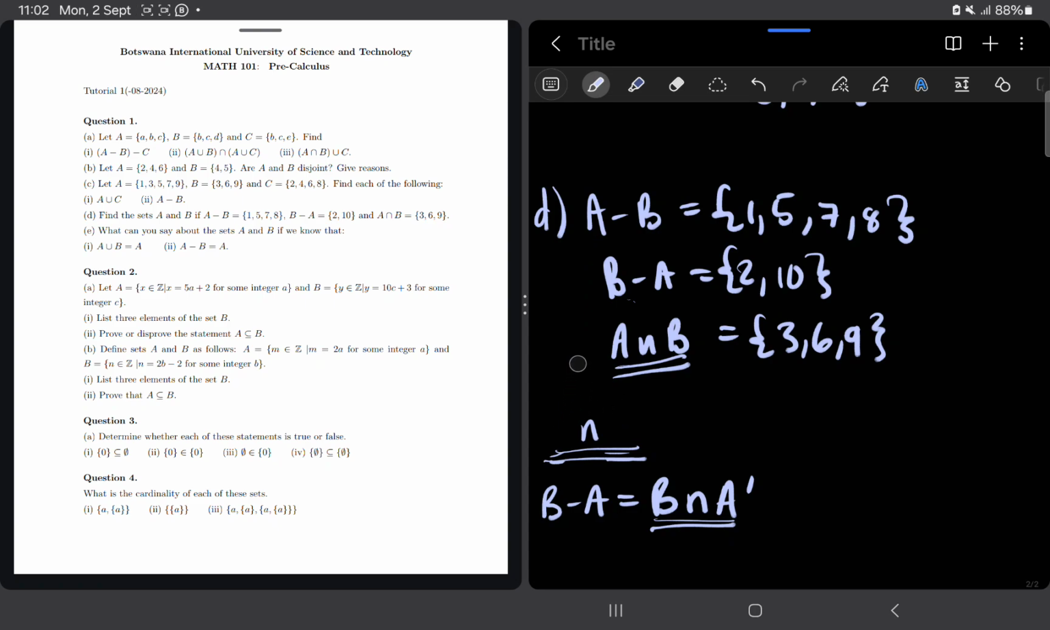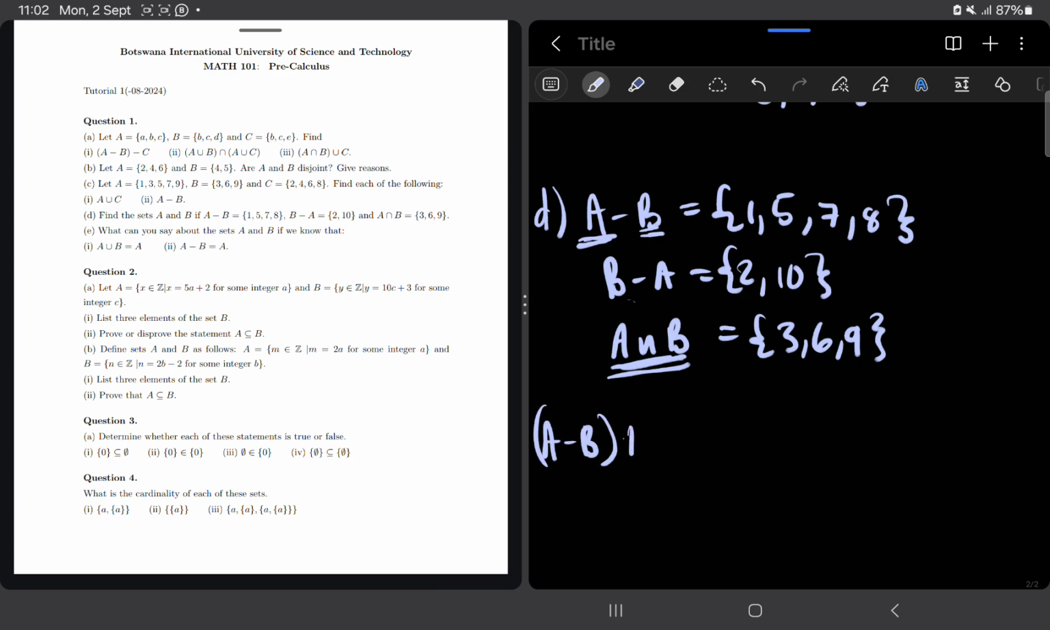That means if you want to find A, what does it mean when you have A minus B? It means you have something which is in A but not in B. Then you can join it with what is in A and in B, and then you have the whole of A. So you can say A minus B, union with A intersection B. This is going to be your A. If you join them, you would get your A.